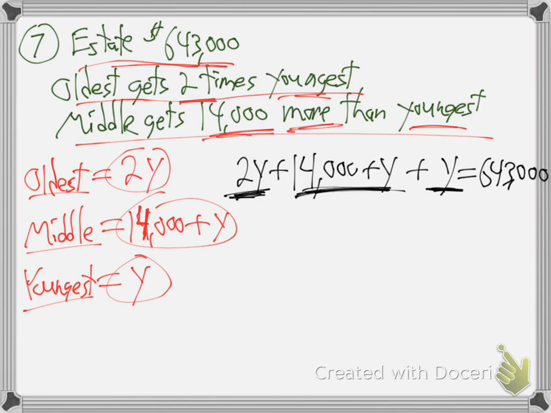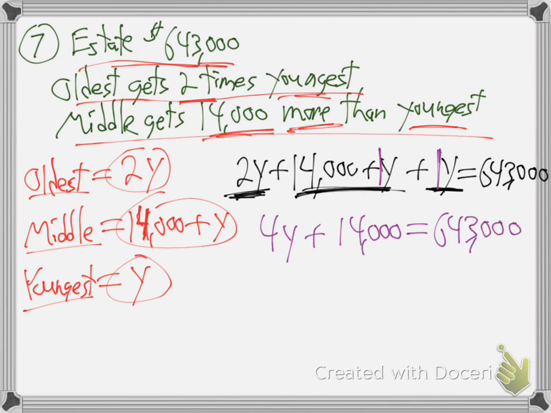All right, this is easier than the last problem. There's only one letter. I'm only using one letter instead of two, so I don't need two equations. I just have to solve this. All right, like terms, remember that? 2Y, 1Y, another Y: 4Y plus 14,000 equals 643,000.